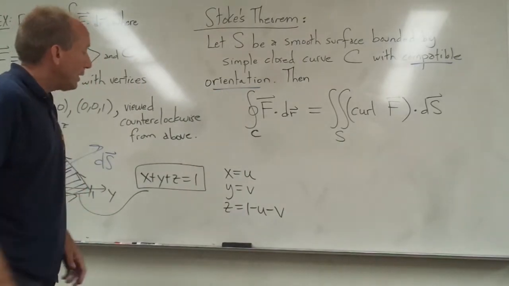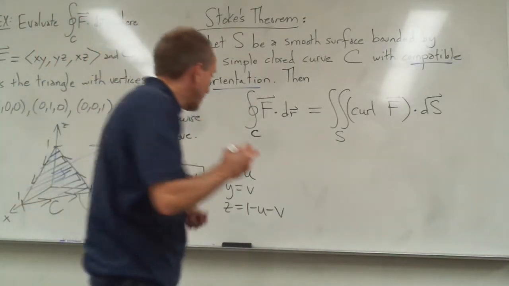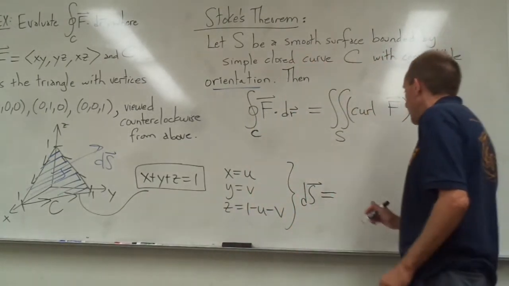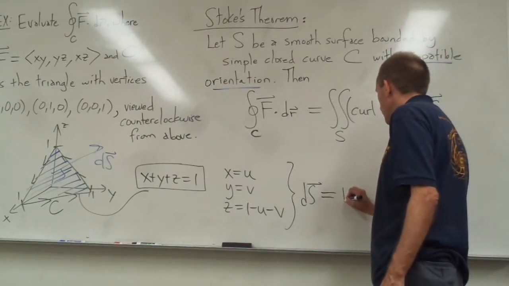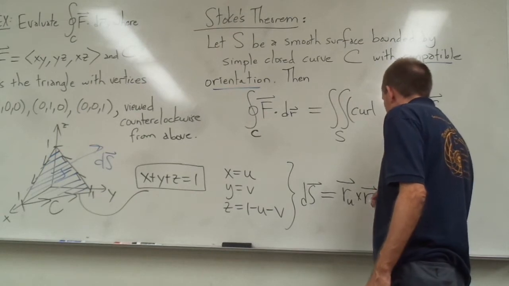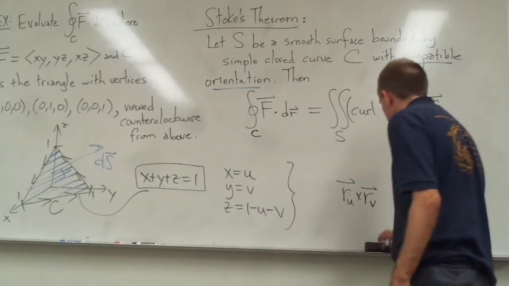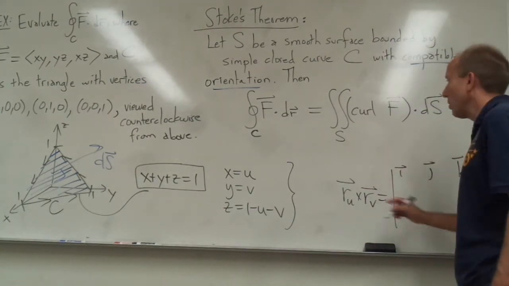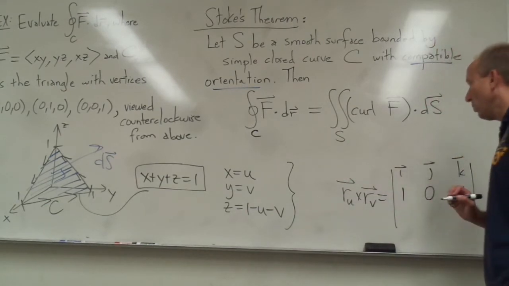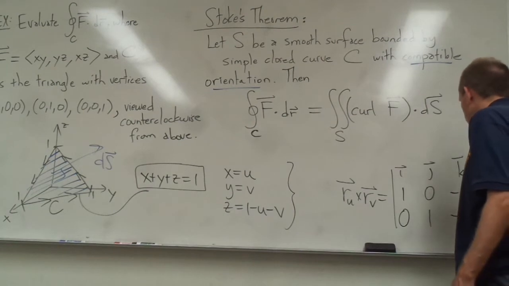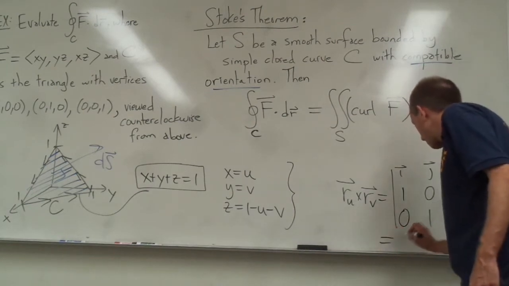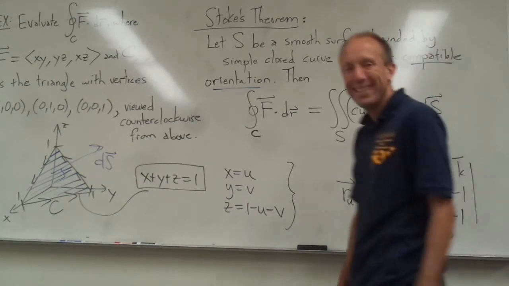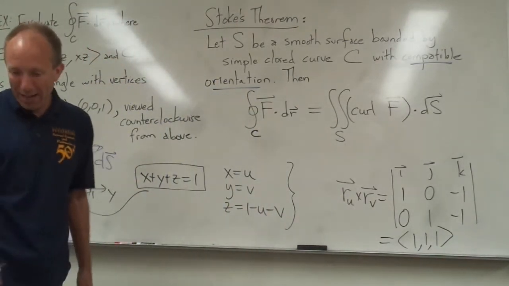Let's try and calculate our dS vector. The dS vector in my Stokes theorem here is really just r sub u cross r sub v. So let's calculate r sub u cross r sub v. This is the thing we need to do right now. I, j, k. Then r sub u is just (1, 0, -1), and r sub v is (0, 1, -1). If you work out that cross product, you're going to get (1, 1, 1).